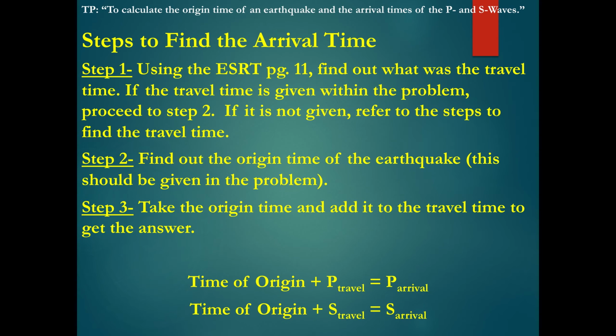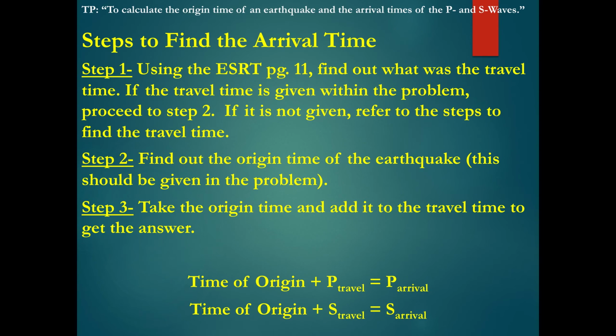Alright, let's move on to arrival times. Step 1, using the ESRT, page 11, find out what the travel time was. If the travel time is given within the problem, proceed to step 2. If it's not given, refer back to the steps to find the travel time. If they only give you the epicenter distance, you can get the travel time. Usually they give you the epicenter distances for you to find the travel times, to make it a little more confusing.